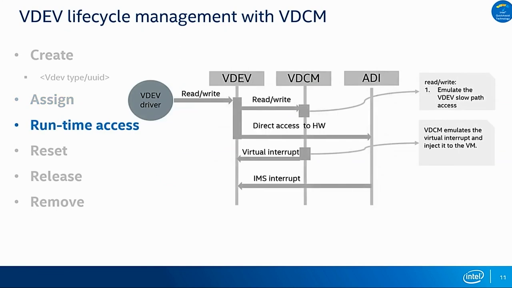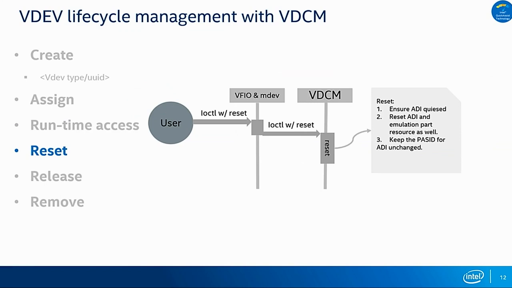For the runtime access, as I mentioned just now, we split access into two parts. One is the fast path and the other is the slow path. The fast path will be routed to the ADI directly. For the slow path, the VDCM should emulate all this access. And another important part for the device is interrupts. One is the hardware interrupt, which can be posted to the guest directly if the platform supports the posted interrupt capability. And for the virtual interrupt, the VDCM should emulate the interrupt and inject it into the virtual machine.